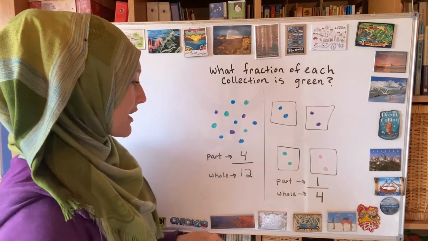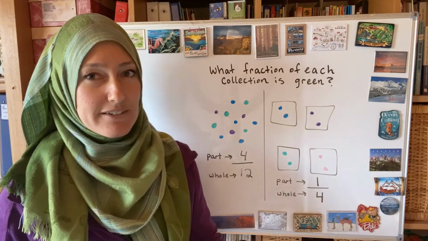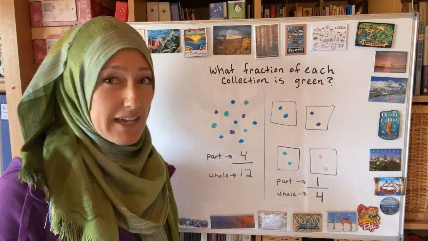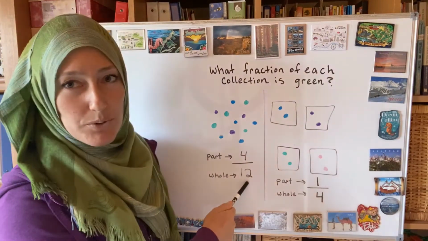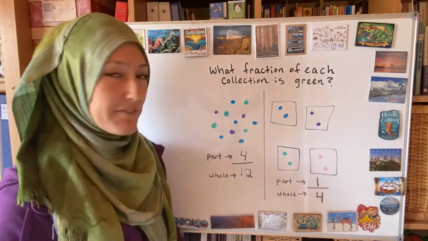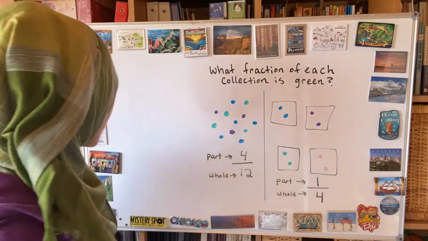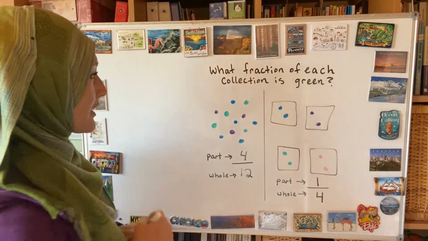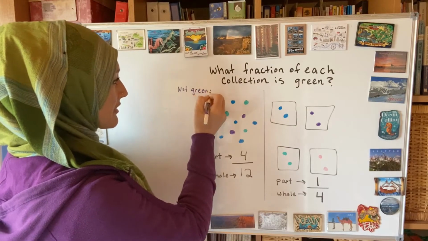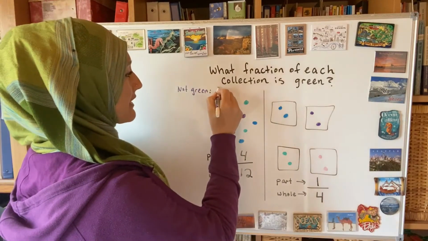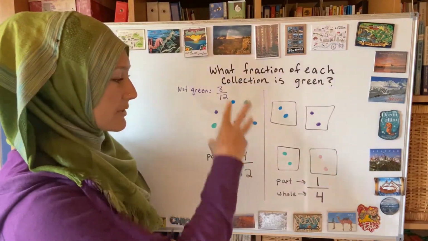Now, if I wanted to say, okay, 4 out of 12 are green, how many are not green? There are 2 ways I could do that. One is I just count the ones that are not green, or I could think of it like this. If there are 12 total and 4 of them are green, if I take away those 4, how many are left that are not green? There would be, put it up here, not green, there would be 8. 8 out of 12. So you start seeing the relationship with fractions.